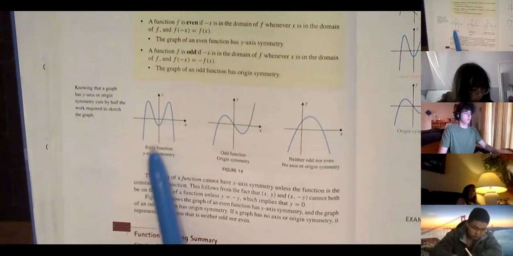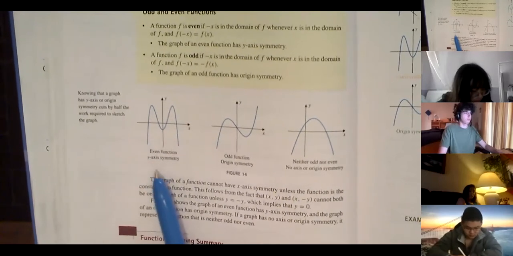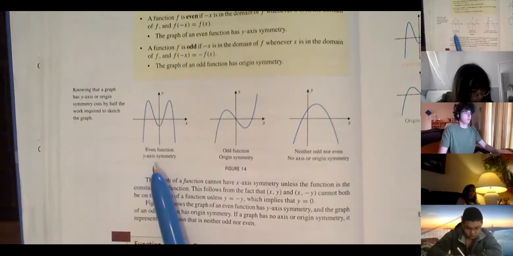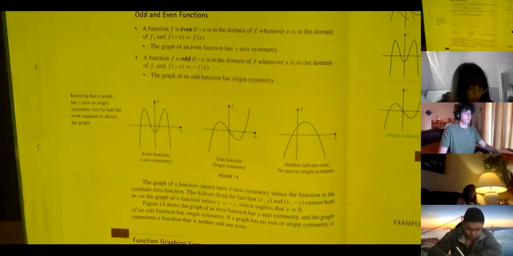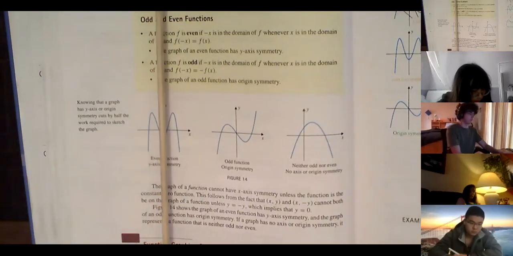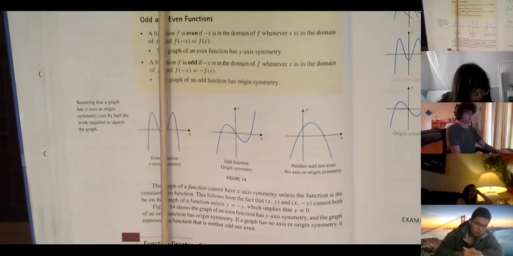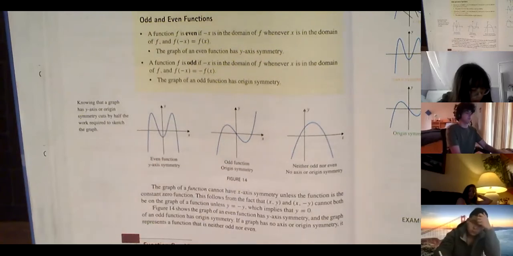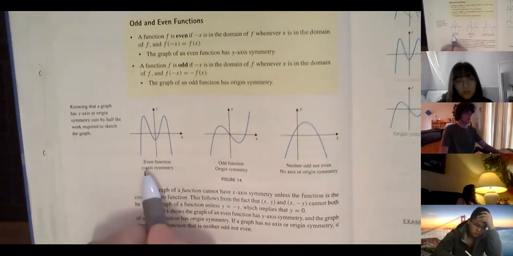All right, so they show you some graphs here, it looks like. Here's an example of an even function because it has y-axis symmetry. Not sure if you can read that, but it has y-axis symmetry. Sorry about the yellow, I don't know why it does that. Right? Y-axis symmetry. The left side and the right side are mirror images of each other. So that's considered an even function.